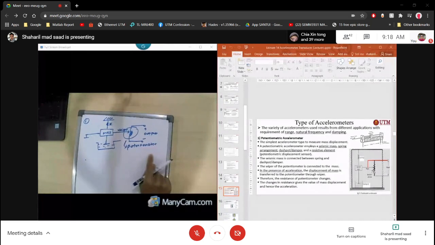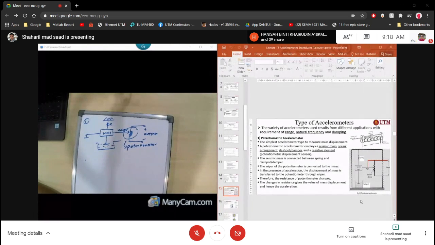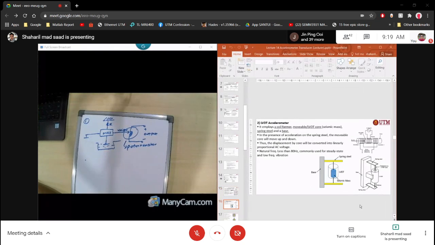So this one is in terms of theory, and you need to be able to explain. But I think during the exam, you can open the slide and also copy paste. Hopefully. And then the second type is the linear variable differential transformer accelerometer.